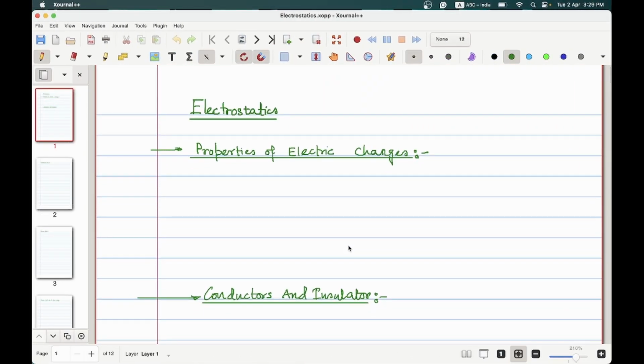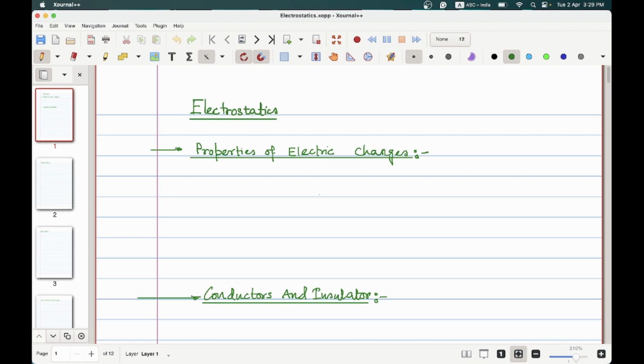Okay, so electrostatics. In electrostatics, generally we discuss two parts, part 1 and part 2. In today's lecture, we are going to discuss part 1 only, that is electrostatics 1.